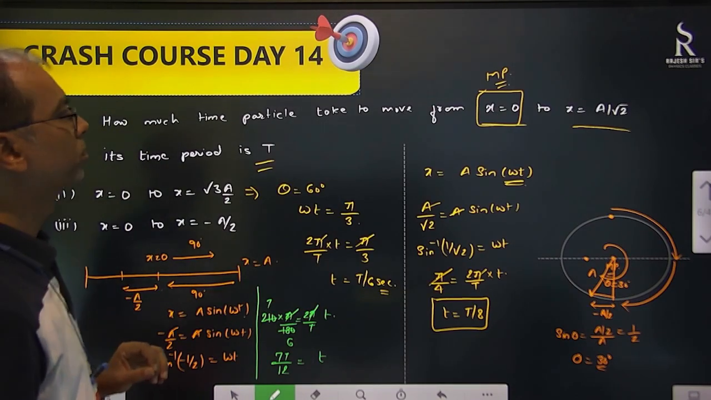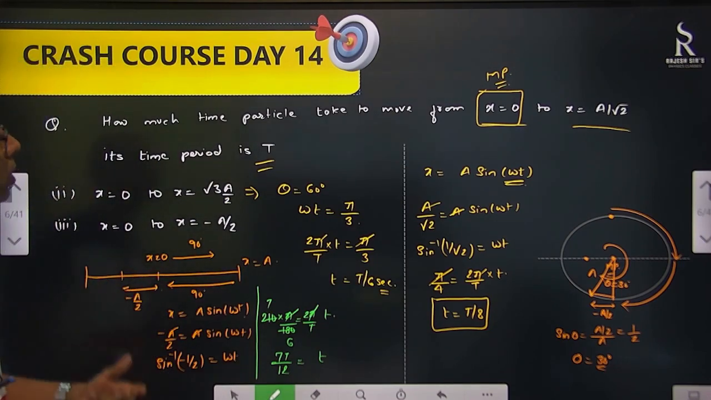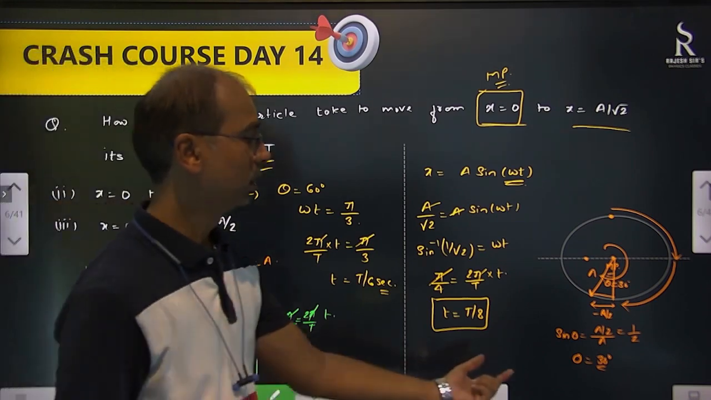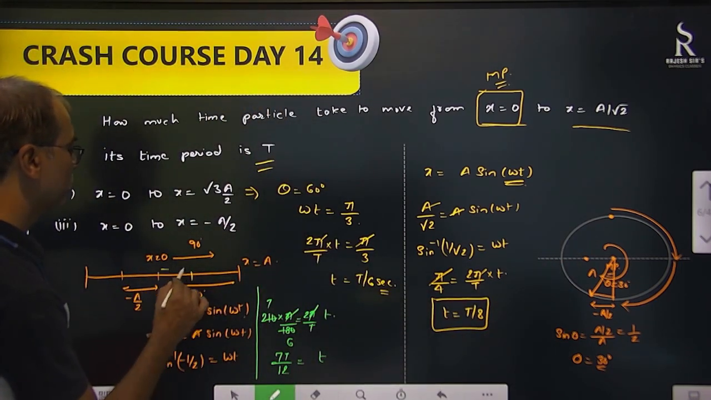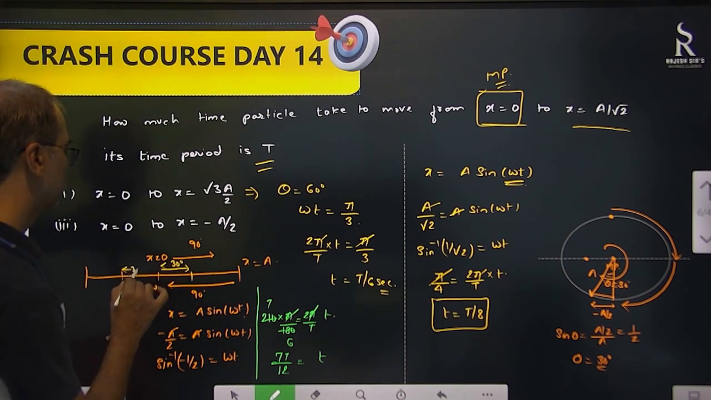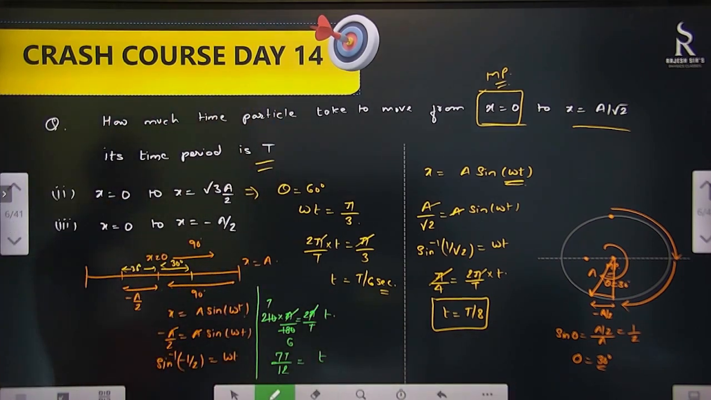In the previous case also it was similar. X naught to a by 2 we have not done. That's how it was coming as 30 degrees over here. If you would have done a by 2 also, this was also 30 degrees. So this also 30 degrees. We calculated here. It's exactly similar.